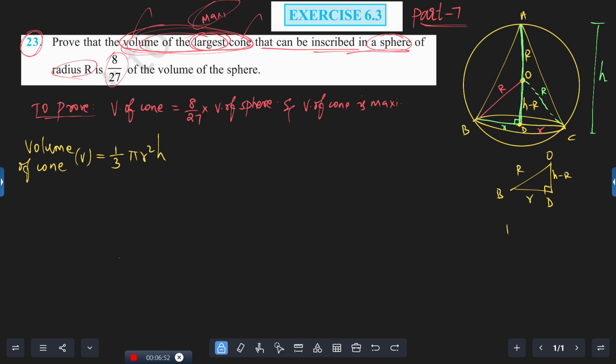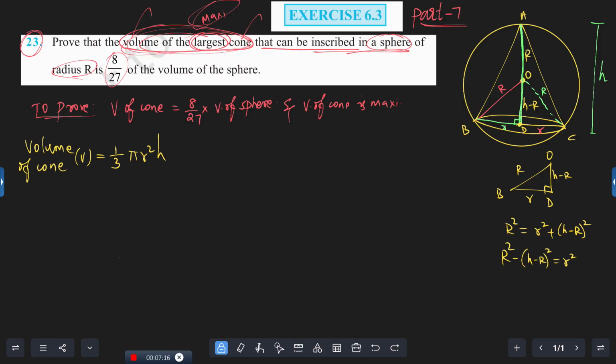Use Pythagoras now. Square of the hypotenuse is equal to R square plus H minus R whole square. Which is easy to find? Small R square is easy to find. So R square is equal to capital R square minus H minus R whole square. This one you can use.